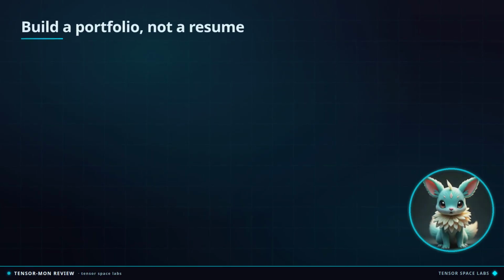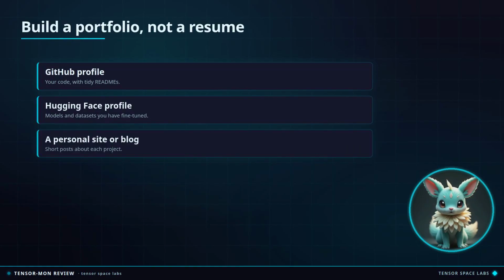1. At your age, a portfolio beats a resume. A GitHub profile with 3 clean projects, a Hugging Face profile with a fine-tuned model, and a short blog where you explain them. That is more persuasive to a hiring manager than any grade.